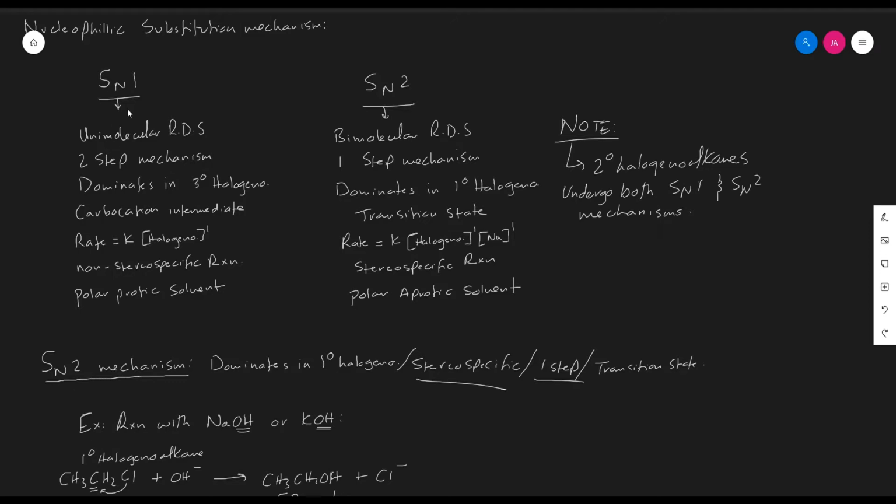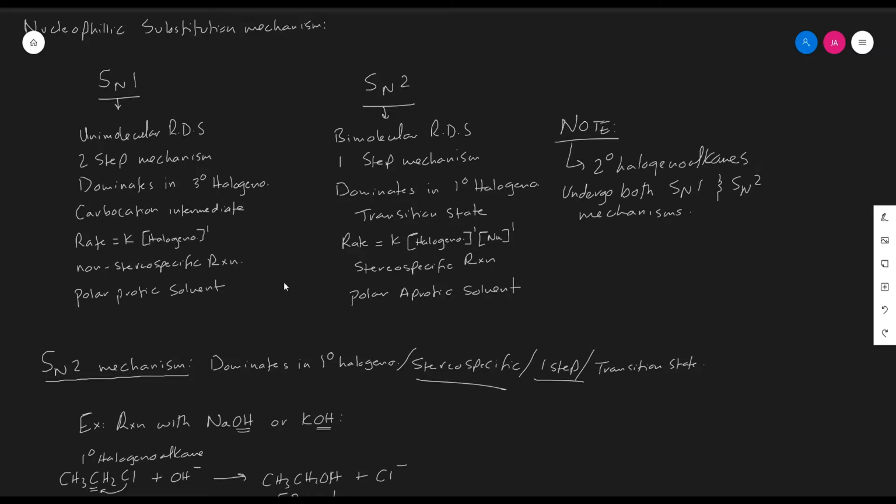An SN1 mechanism requires the formation of an intermediate, as stated when I explained the steps for the mechanism. Since it's a two-step mechanism, it will involve the formation of an intermediate, which in this case is a carbocation intermediate, since nucleophilic substitution involves heterolytic fission, which is a process that involves the formation of an ion. On the other hand, a one-step mechanism will form a transition state, which I will elaborate more on as we proceed.